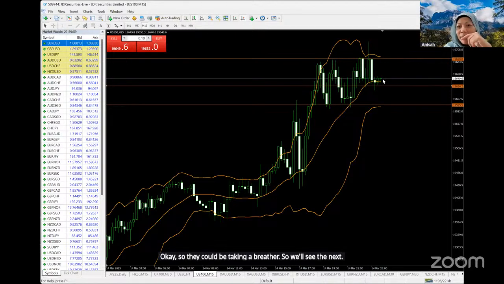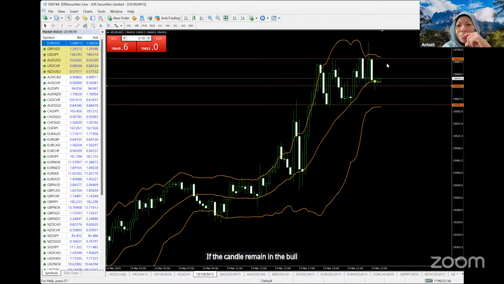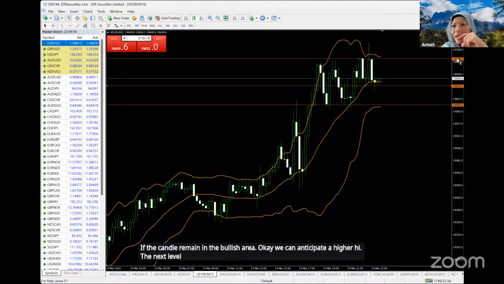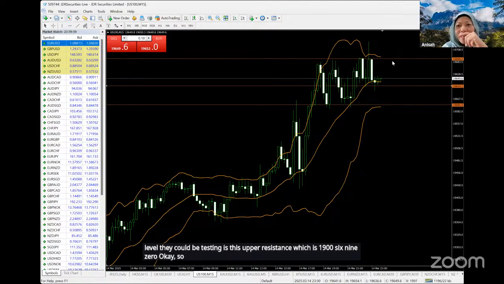The candle is currently still in the bullish area, even though it has fallen into a sideways. The Bollinger Band has narrowed a little here. It could get a little bit tighter before it reverses. If the candle remains in the bullish area, we can anticipate a higher high. The next level they could be testing is this upper resistance, which is 19,690.